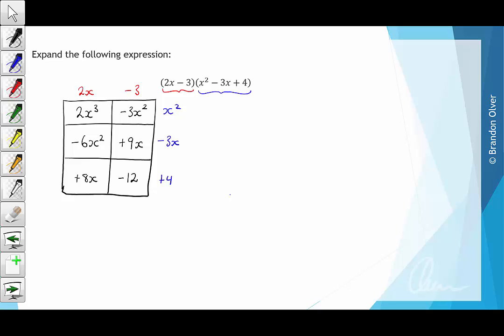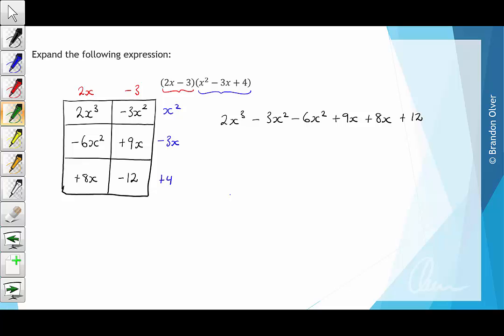So next we just have to list out all the terms. So 2x cubed minus 3x squared minus 6x squared plus 9x plus 8x plus 12. Now we need to go through and simplify it by collecting our like terms.